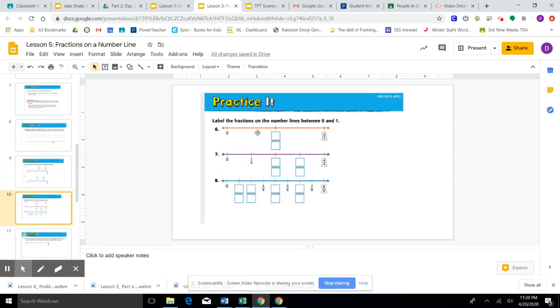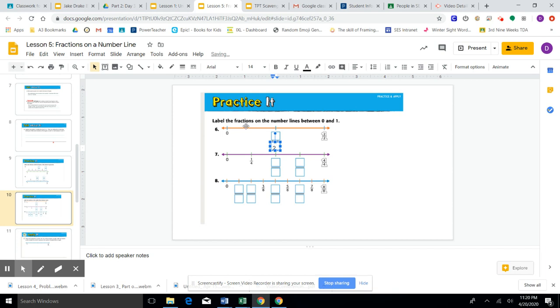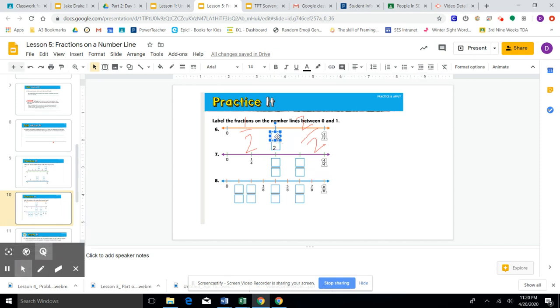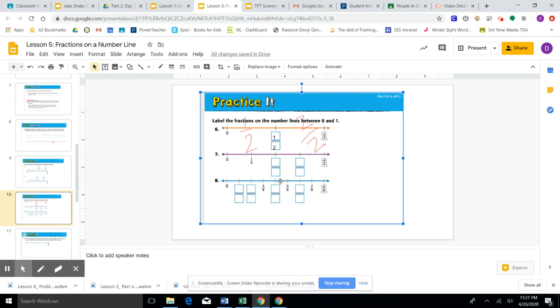Let's look at this one. Label the fractions on the number line between 0 and 1. So this is 0 and this is 2 over 2. So I know my bottom number is going to be 2 because it's divided into 2 parts. So this is 1 out of 2. This will be 2 out of 2. So I know that this number will be 1/2. That's 1/2 of my number line.